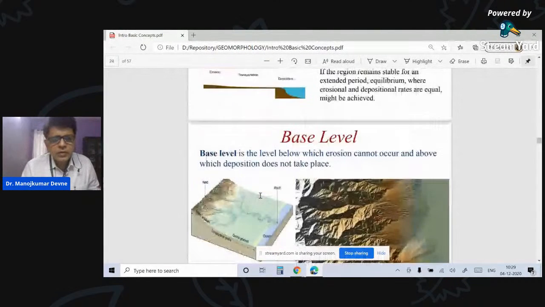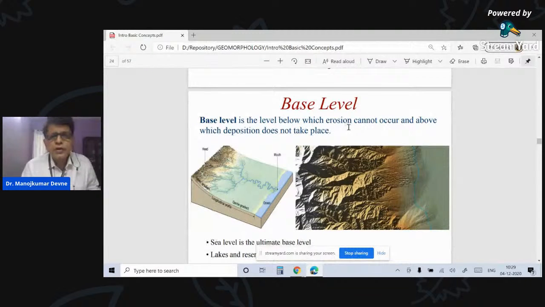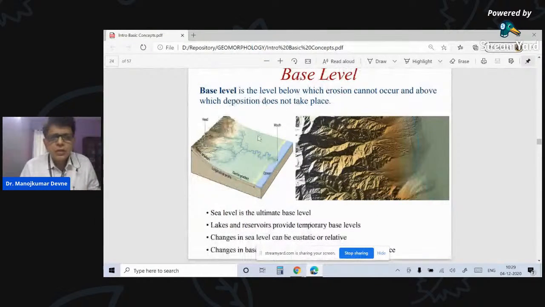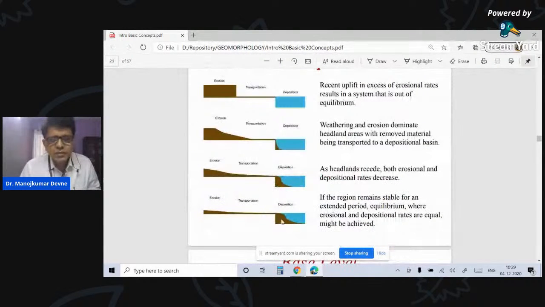See, this is the base level. Base level is the level below which erosion cannot occur, and above which deposition does not take place. And that is why you'll see that deposition is more here. Yes, you're going to have it here basically because of the basic rules of physics, the major load has to land in the deepest of the regions.